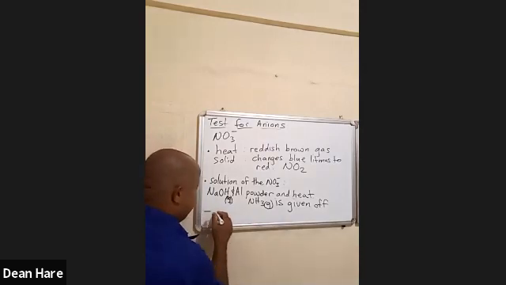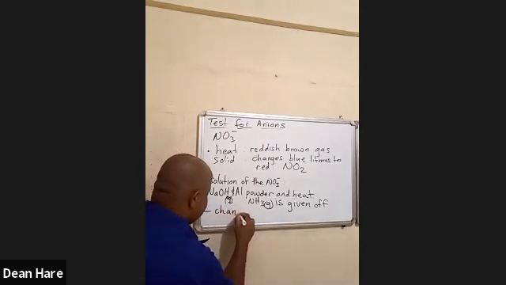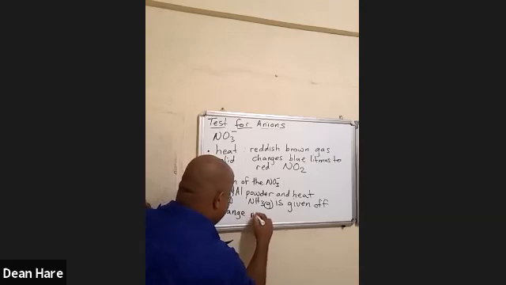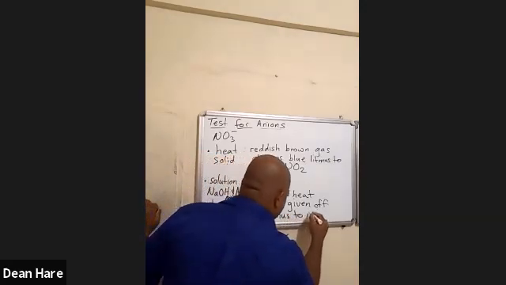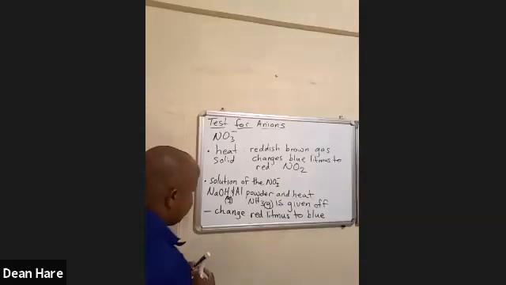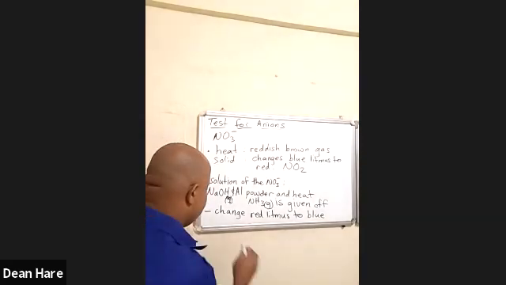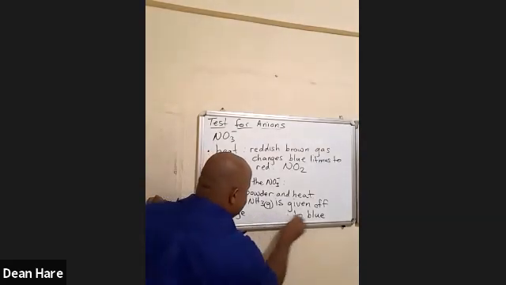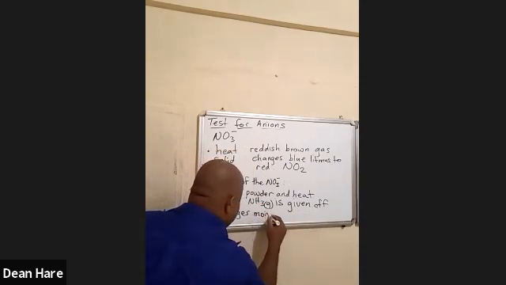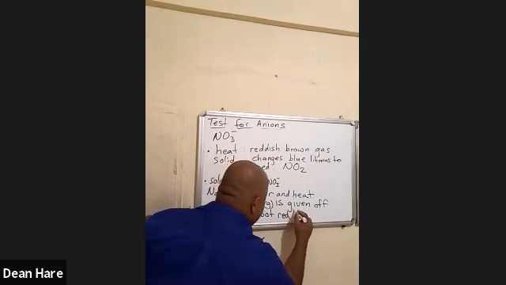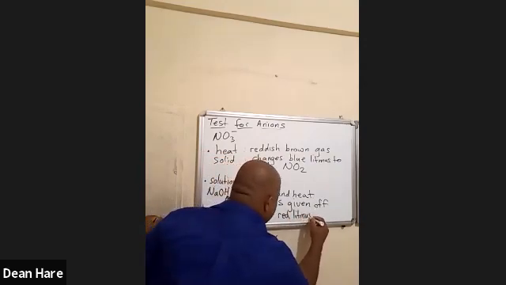So, as a side note, ammonia turns moist red litmus paper to blue. Yes, let me put in the moist. So it changes moist red litmus to blue.